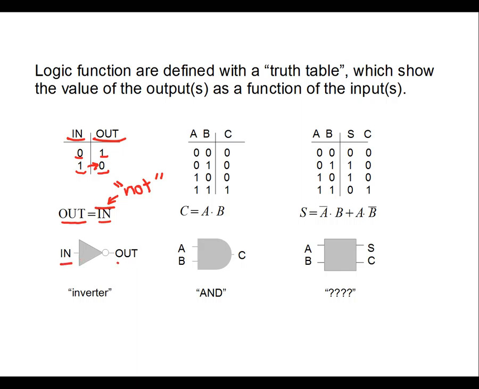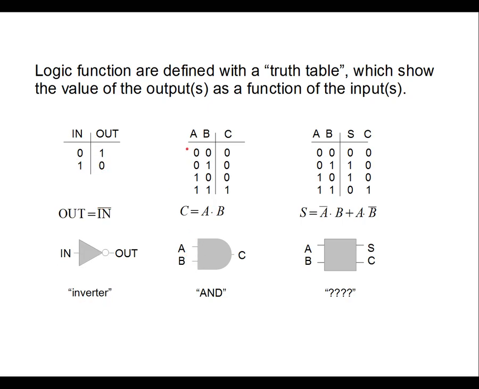And see this circle here? This circle is pretty universally reserved to indicate not. This is called an inverter. It basically inverts. It takes inputs and it inverts them. A 0 goes to a 1 goes to a 0. You say, what good is that? Well, just wait a moment.